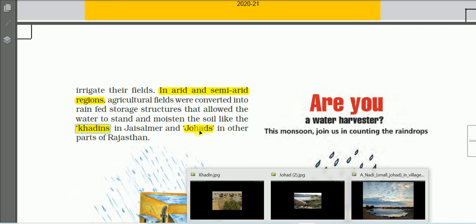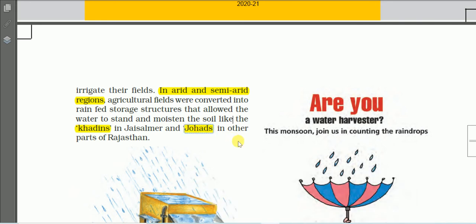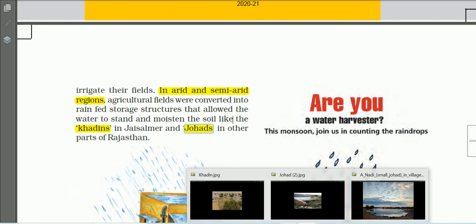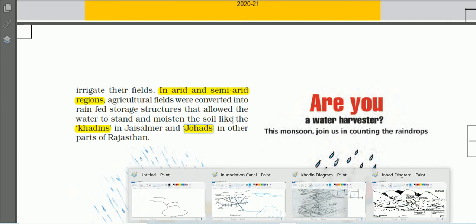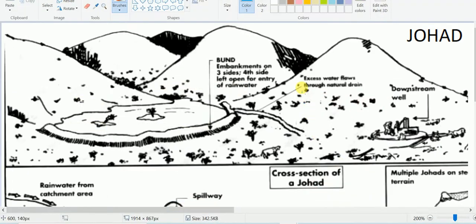And another technique is known as Johad. This method is practiced in other parts of Rajasthan. Actually here we have one schematic diagram. Let's see here.